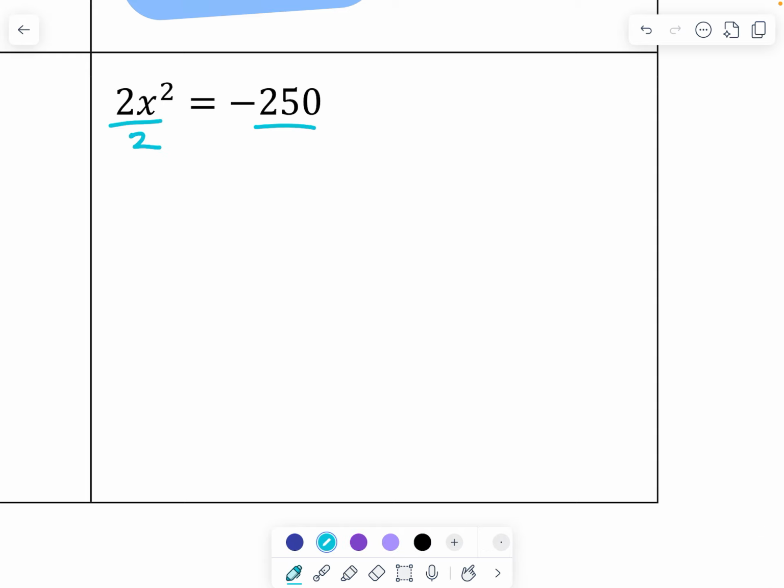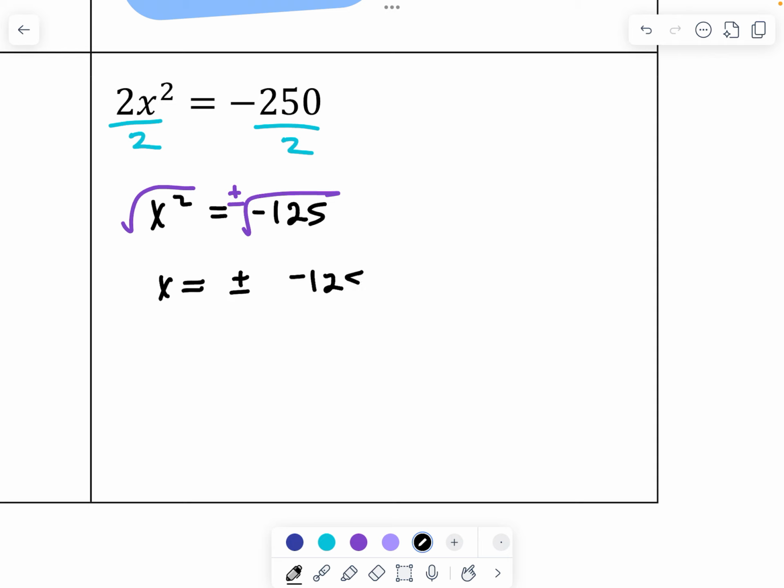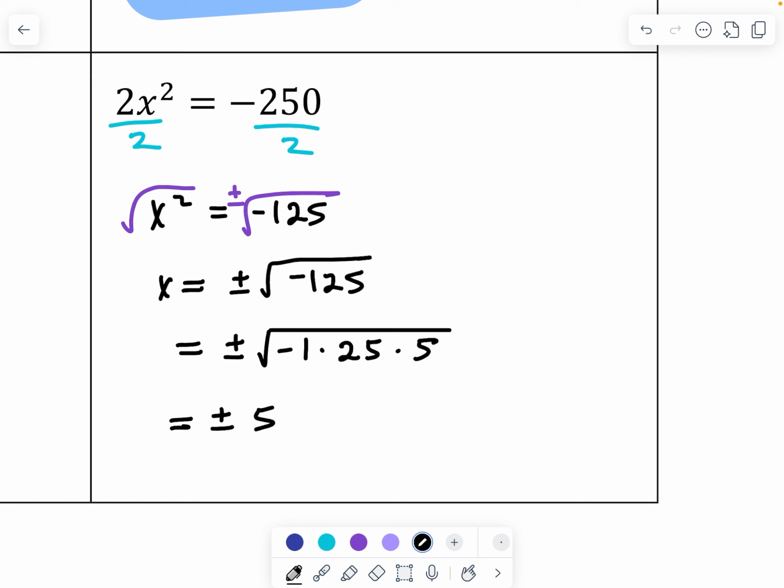First step, divide by 2, divide by 2. X squared is negative 125. Square root both sides, plus or minus. X equals plus or minus root negative 125. 125 is not a perfect square number. However, it is divisible by a perfect square number, that number being 25, and it goes in 5 times. 25 times 5 is 125. Plus or minus, root 25 is 5, root negative 1 is i, root 5 is itself. That's the solution.